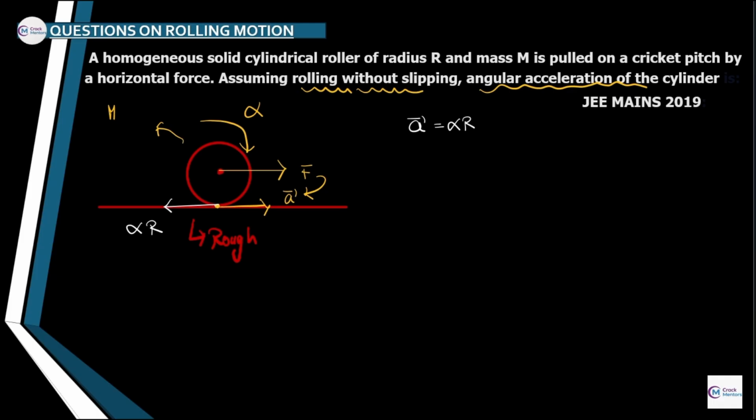And how can we forget, if the surface is rough, then there must be some friction applied to this body in this direction as well. So the acceleration must be equal to alpha r.